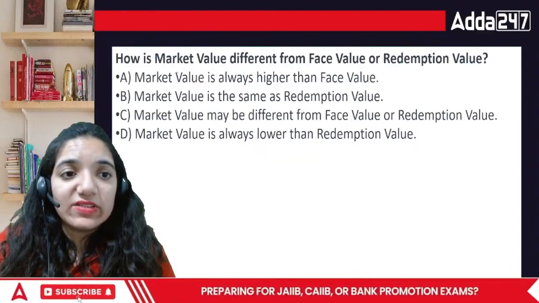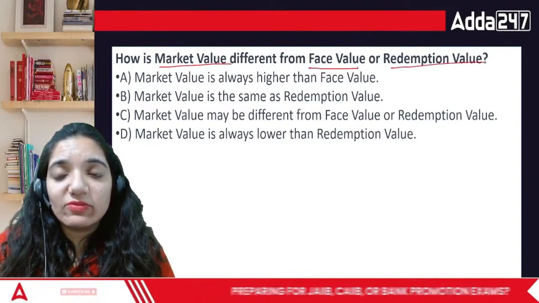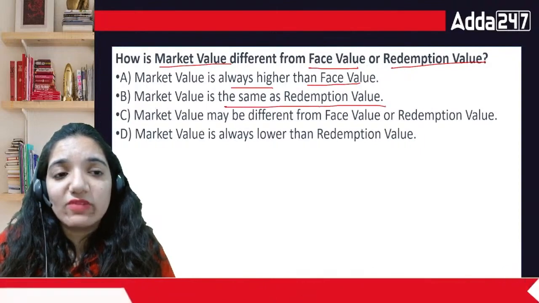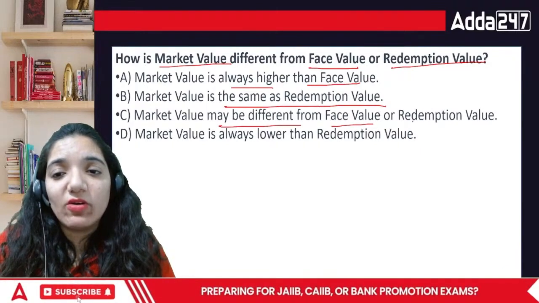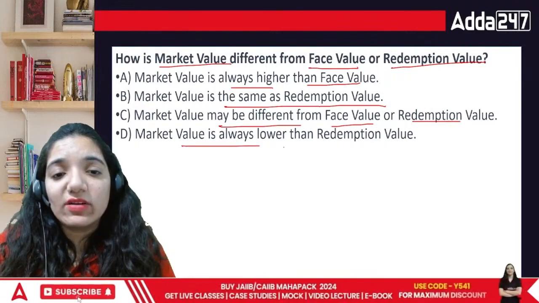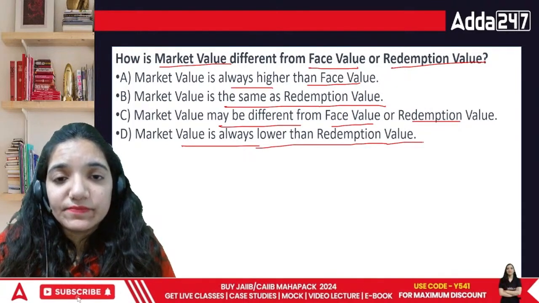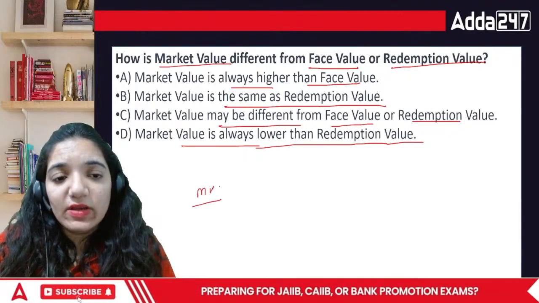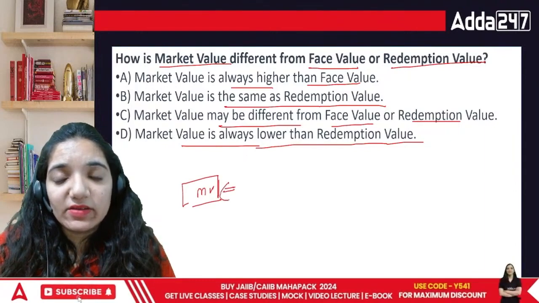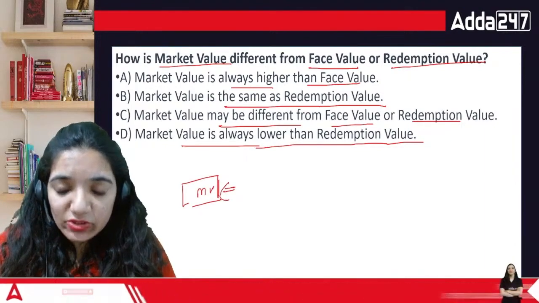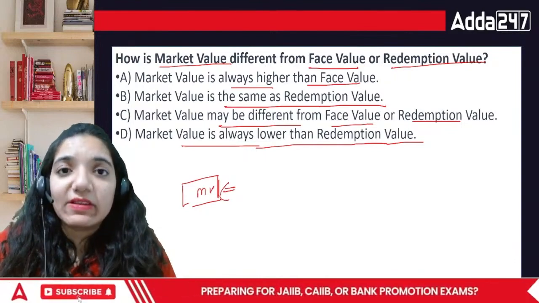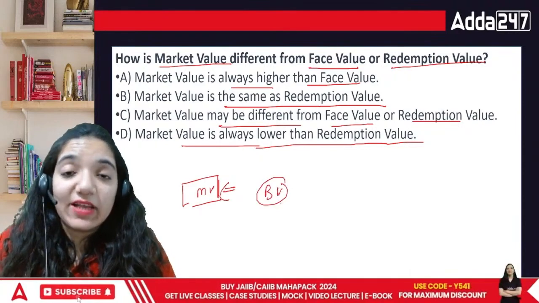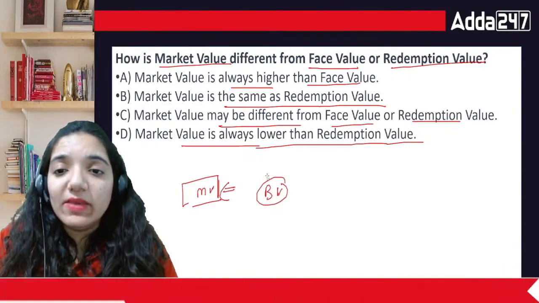Right? How is the market value different from face value or redemption value? Market value is always higher than the face value. Market value is same as redemption value. Market value may be different from face value or redemption value. Or market value is always lower than the redemption value. We have something called market value. Market value is the value at which we can get it in the market. Face value is actually the value at which we are issuing it. This is actually the book value. And redemption value is completely different, the value at which we are redeeming or making the payment to them.